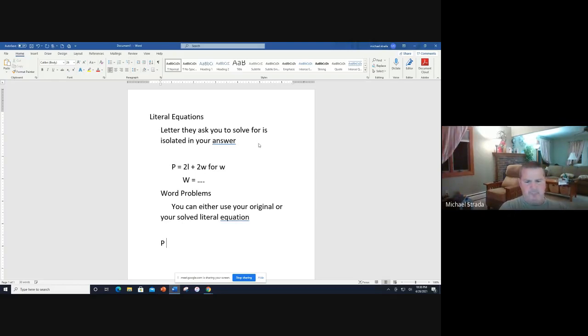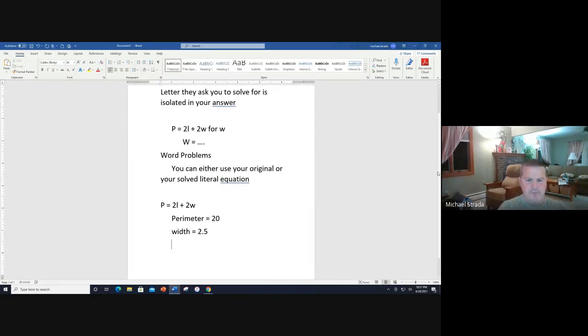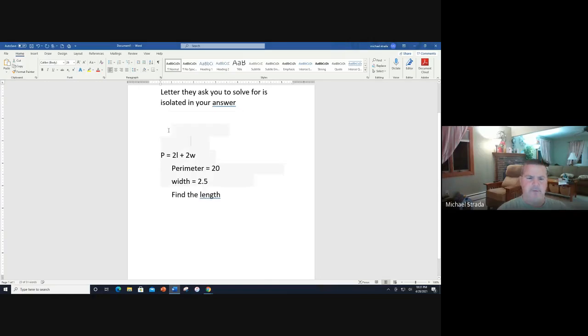So we use the same equation, P equals 2L plus 2W, of a rectangle. Let's say the perimeter of the rectangle equals 20 and the width equals 2.5. So the width is 2.5 and you have to find the length. I'm going to do my work up here. Method one would be solving and using the literal equation.